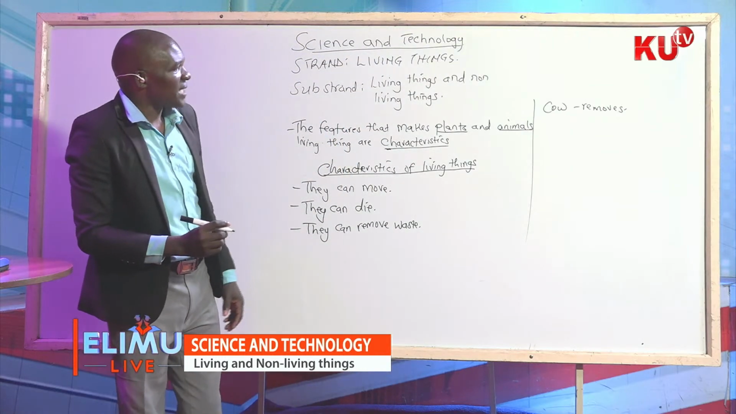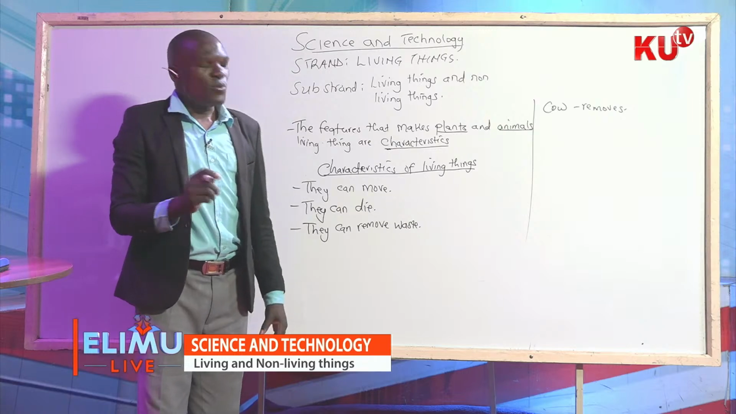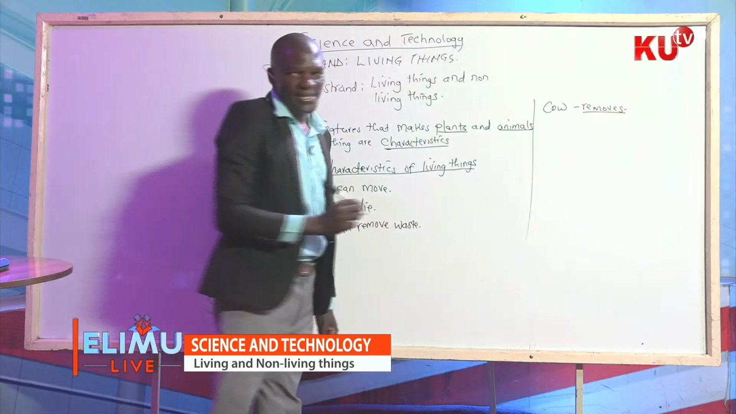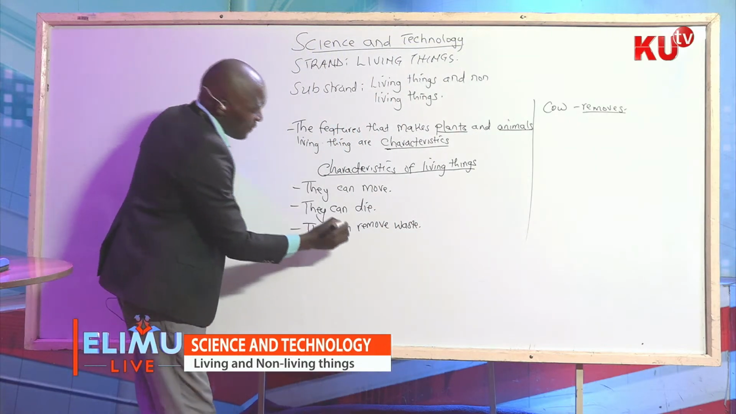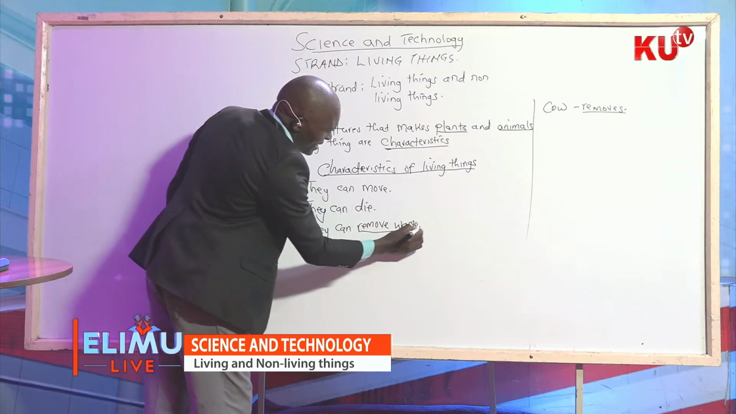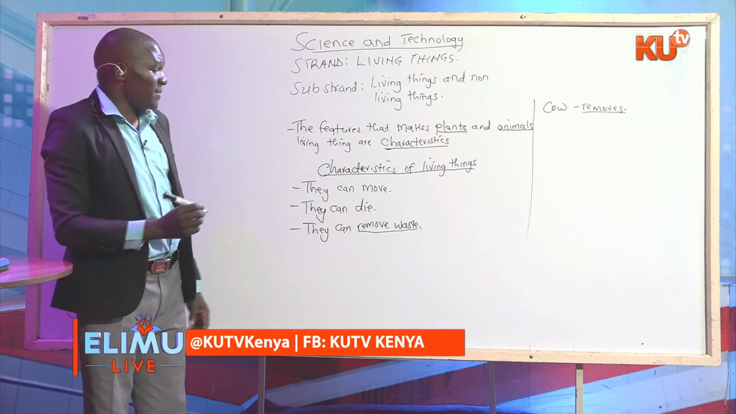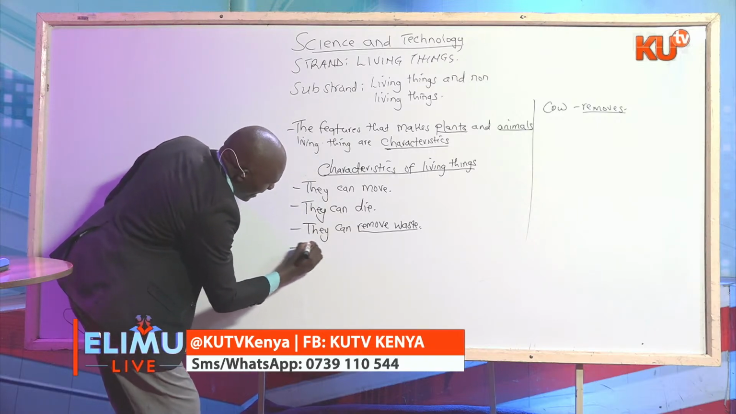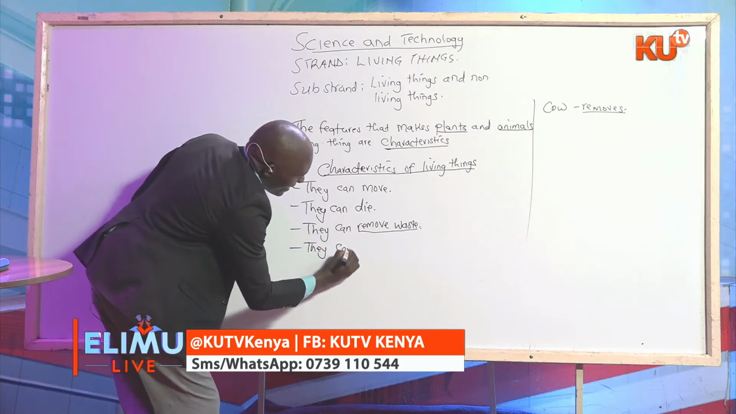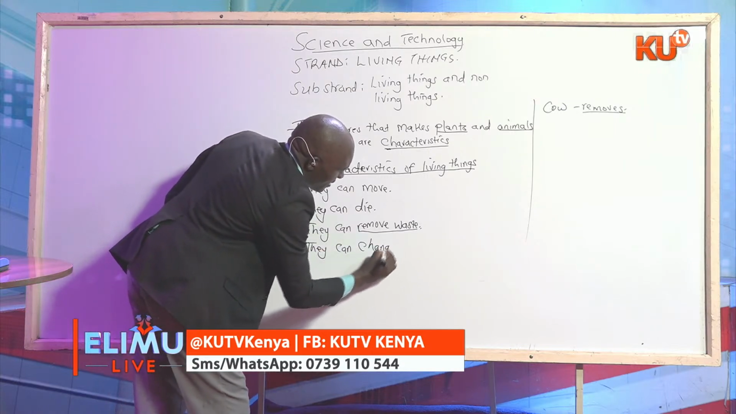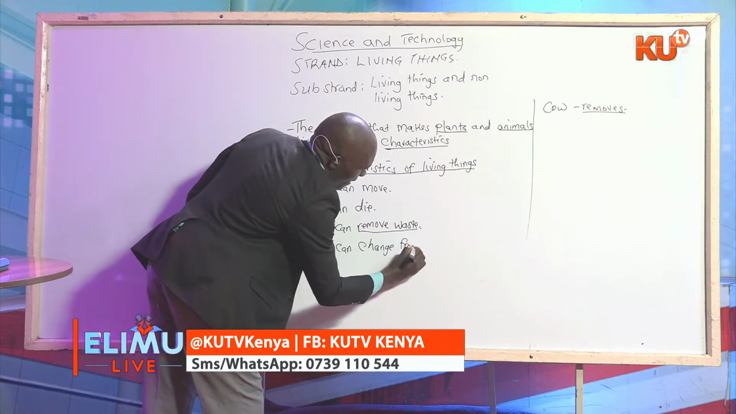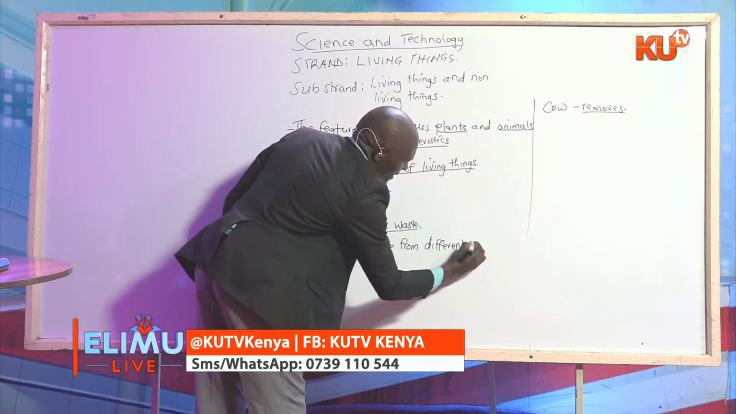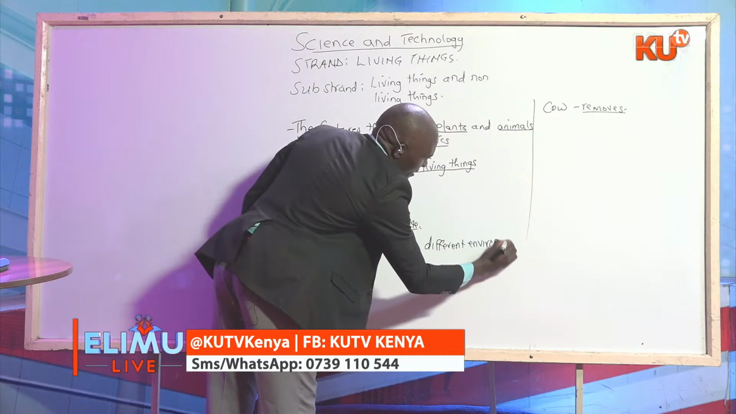Remember the other time we looked at the human digestive system, and we saw how human beings remove waste. And thus, when we talk of living things removing waste, it means that they normally release themselves when they are heavily burdened. And then another one is that they can change. Living things can change from different environment.